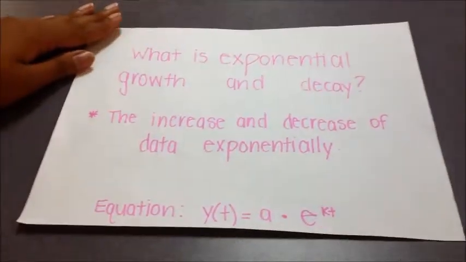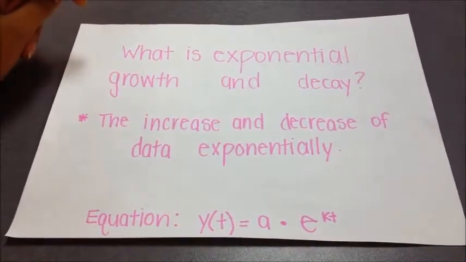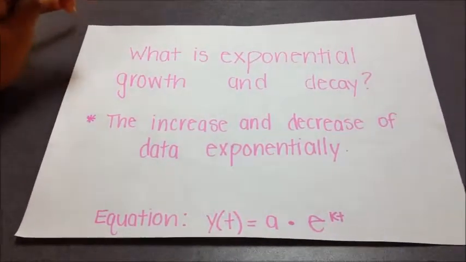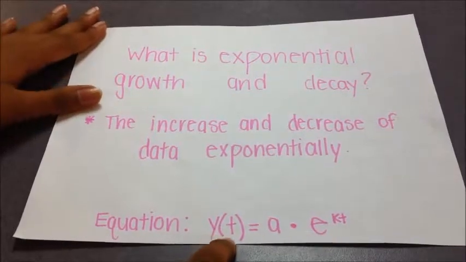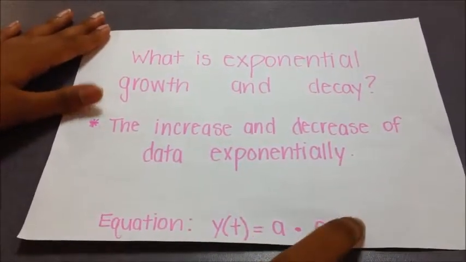What is exponential growth and decay? This is the increase or decrease of data exponentially. The equation for this is y of t equals a times e to the k times t.